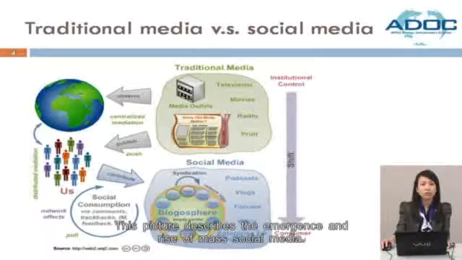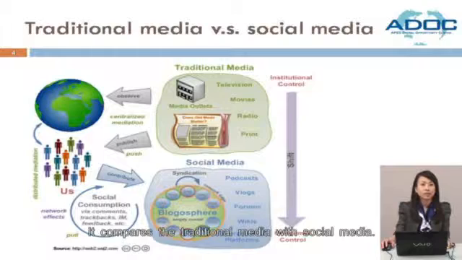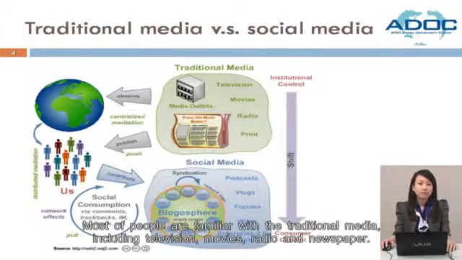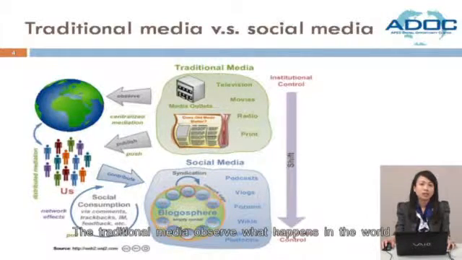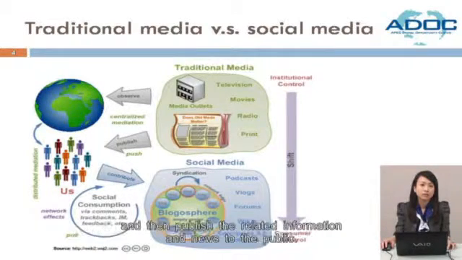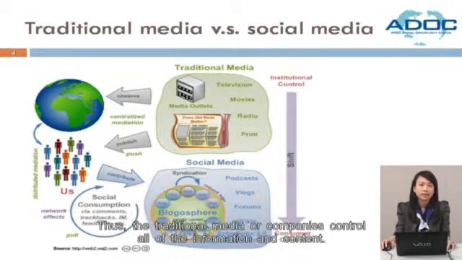This picture describes the emergence and rise of mass social media. It compares the traditional media with social media. Most people are familiar with the traditional media, including television, movies, radio, and newspapers. The traditional media observe what happens in the world and then publish the related information and news to the public. Thus, the traditional media or companies control all of the information and content.